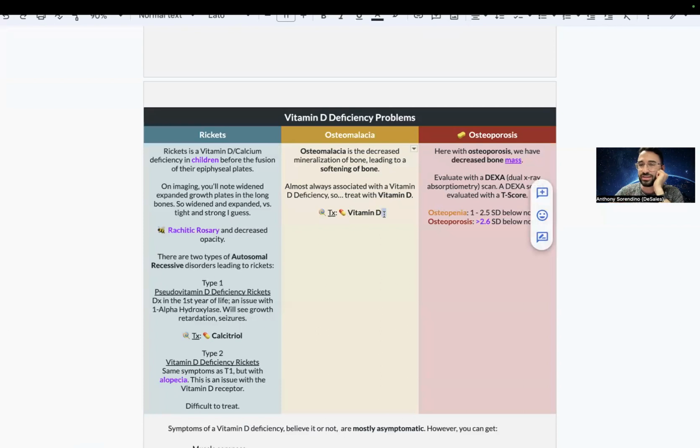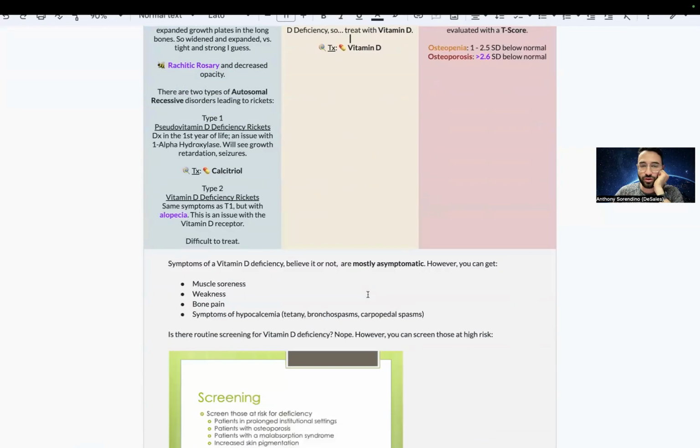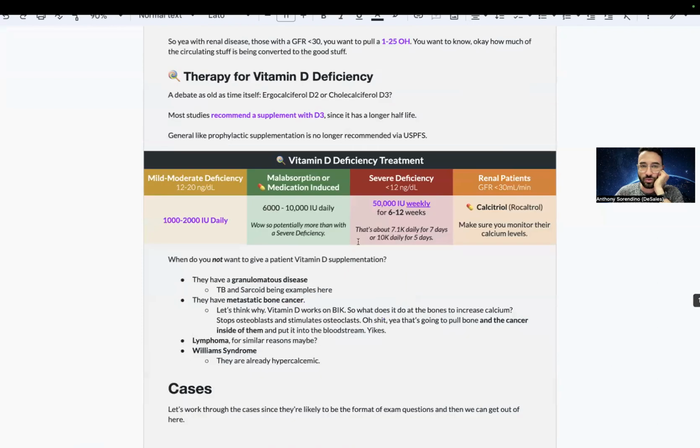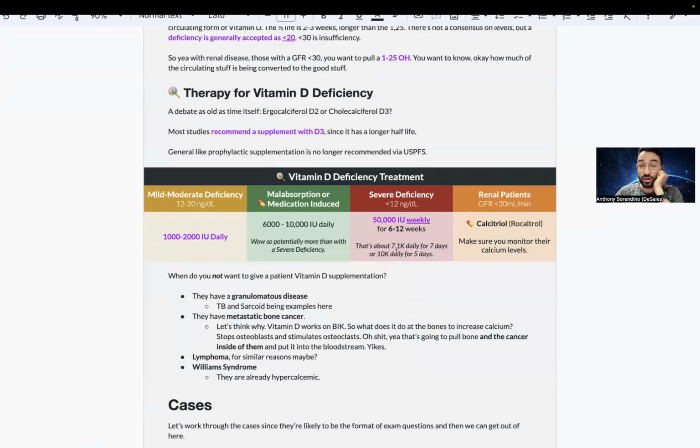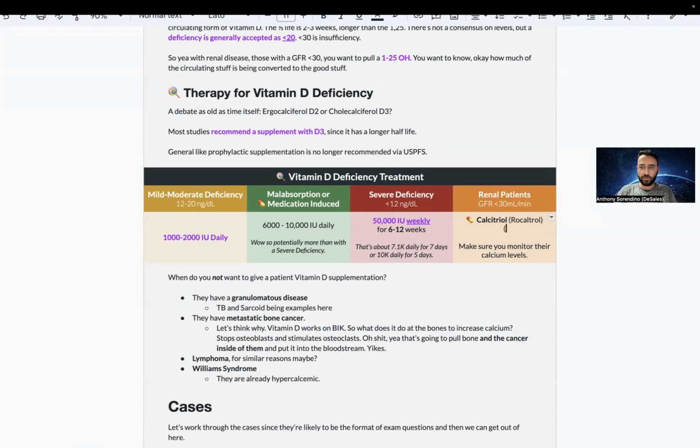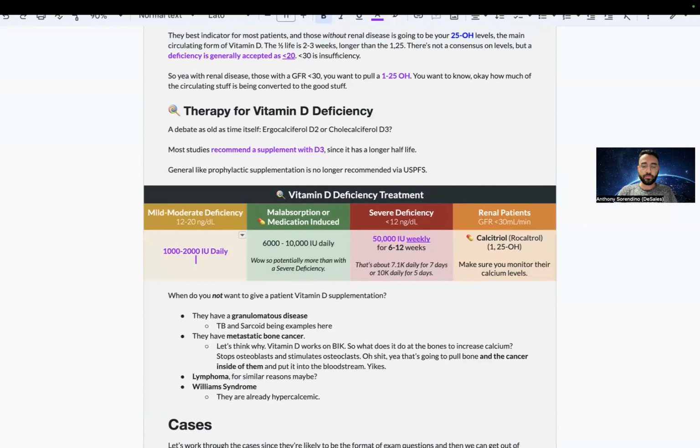See, osteomyelitis says vitamin D. I assume that's cholecalciferol there, unless mentioned otherwise. Even this, okay, so I think all of this, except for renal patients, calcitriol. Yeah, because remember, this is 125-OH. Everything else is going to be most likely D3, I would assume. That is a really important distinction to make.